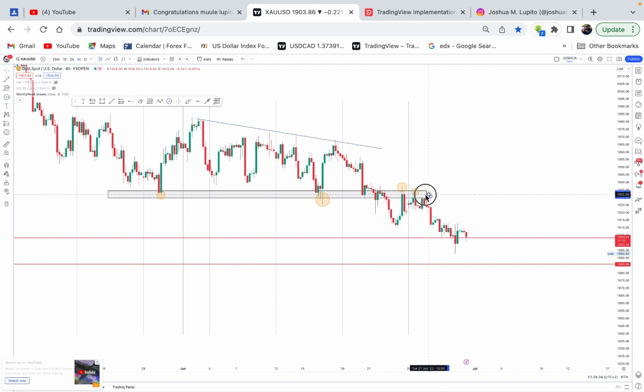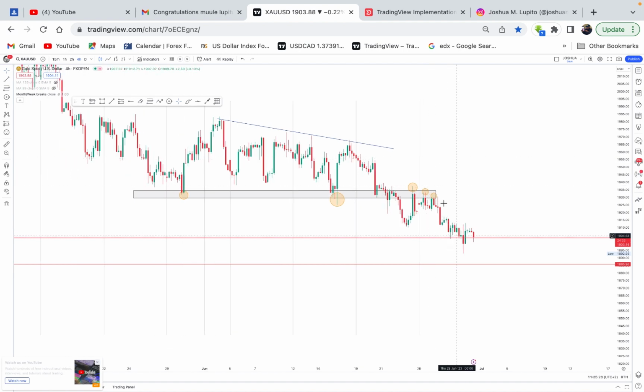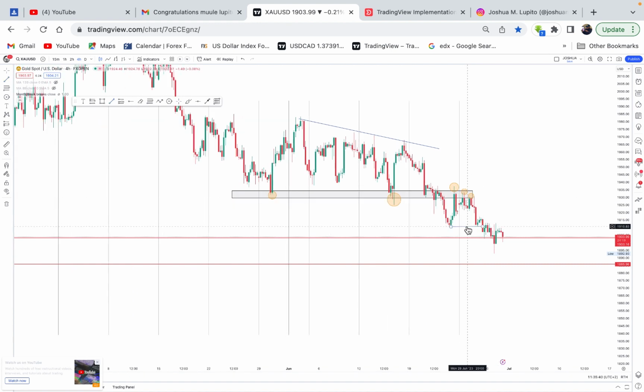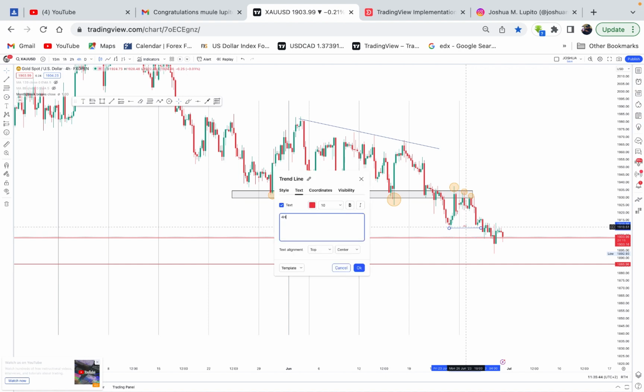So from there, we can see the market really failed to push back up, as a result dropping massively in this particular area. So we have a low at this particular point. Okay, so we have to mark it up. So let us say this is our four-hour low.